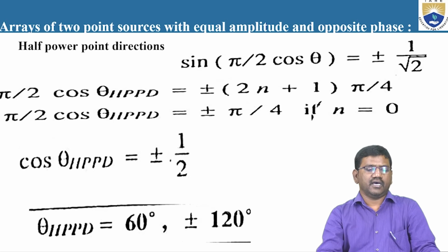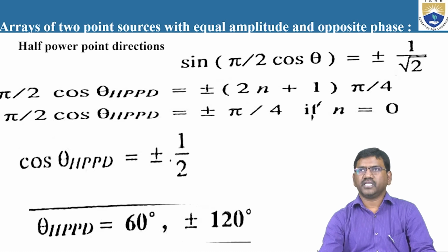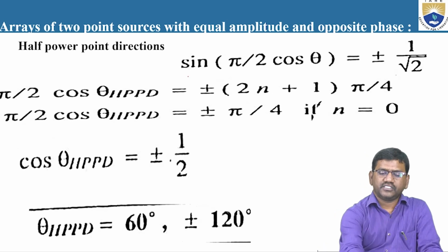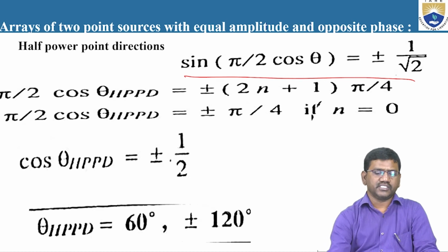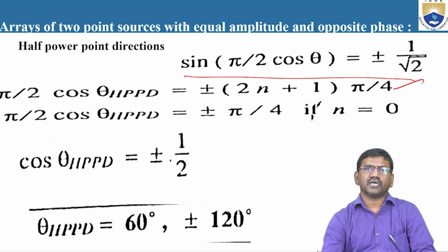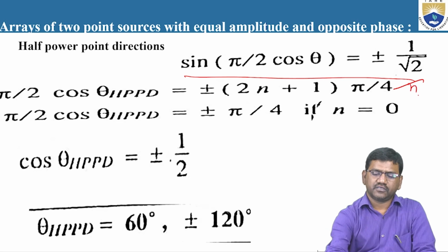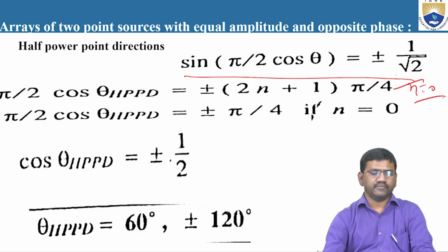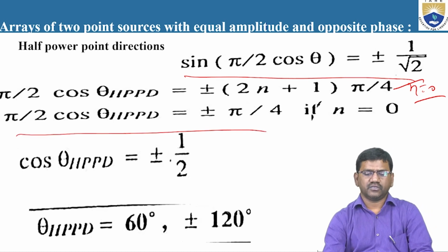So we know that for the half power point distribution, the E norm, that is the sine function, will be equivalent to plus or minus 1 by root 2. For this sine function equal to plus or minus 1 by root 2, we need to find the trigonometric solution, which is given by (pi/2) cos theta HPPD is equal to plus or minus (2n plus 1) into pi by 4. So if we substitute n is equal to 0, you will get (pi/2) cos theta HPPD is equal to plus or minus pi by 4.